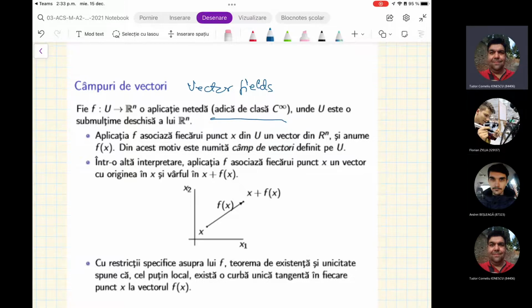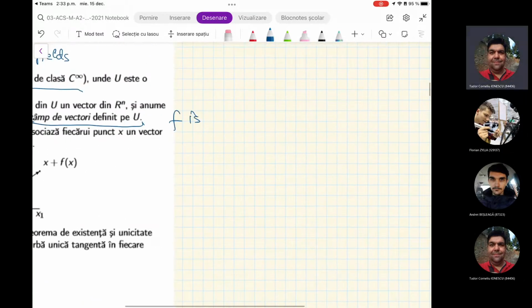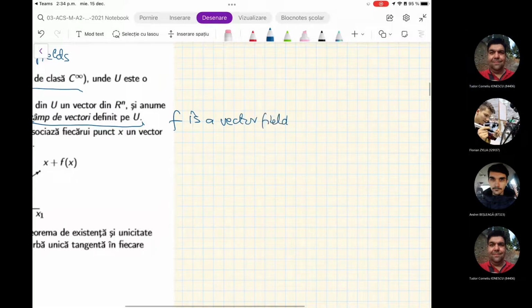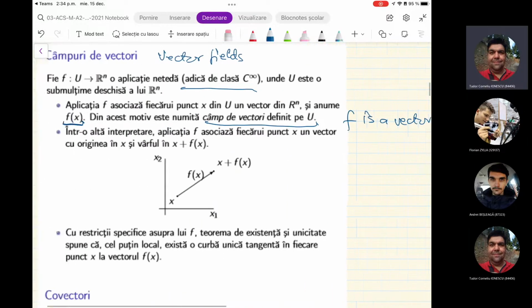Where U is an open subset of R. Essentially, the application F associates to each point in U a vector in Rn, because it's defined on U with values in Rn, and that's called F(x). This is the vector field. So this F is a vector field defined on U.